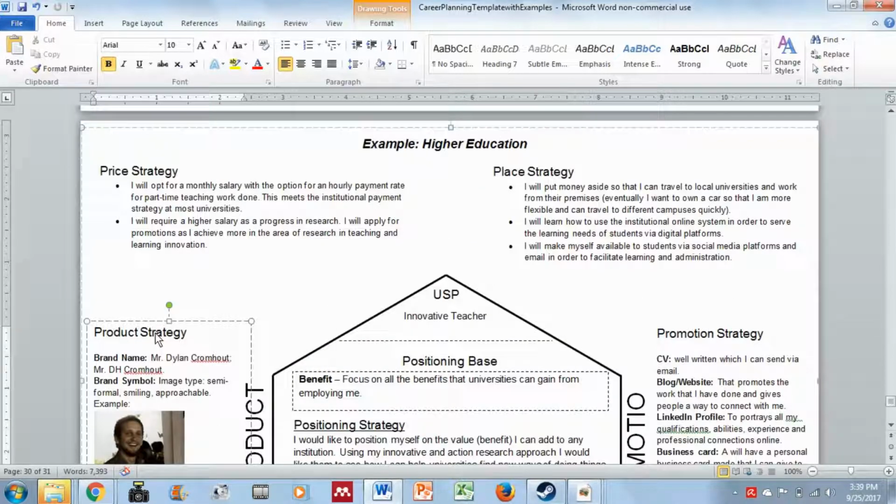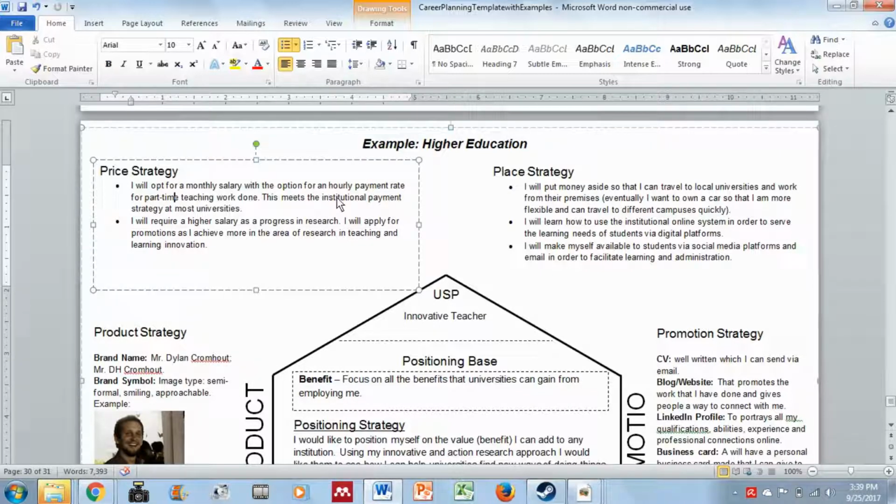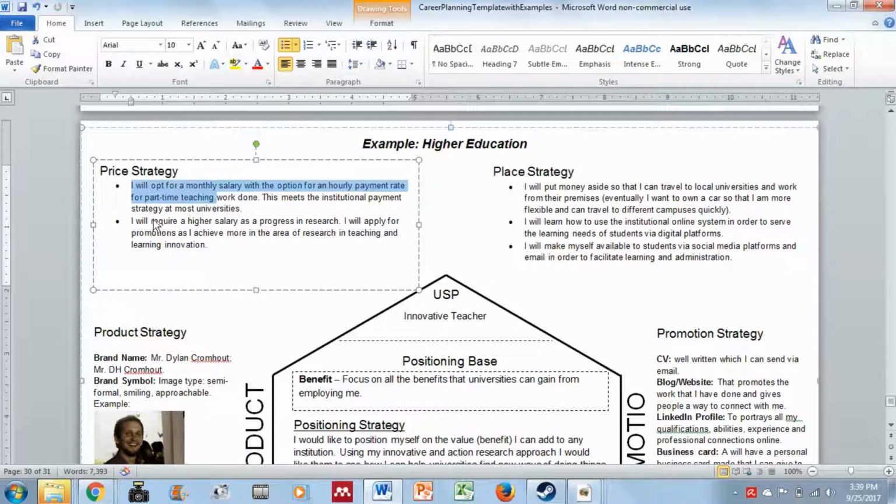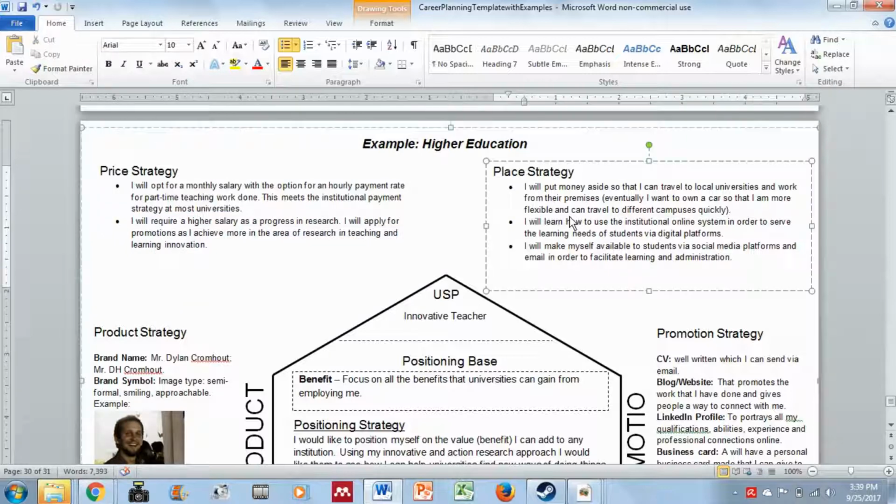Then I look at the price strategy. I'll opt for a monthly salary. There are some organizations where you can opt for a per hour rate, but I'll opt for a monthly salary and hourly payment for part-time work, and this meets the institutional payment strategy at most universities. I will require a higher salary as I progress in research. I will apply for promotions as I achieve more in the area of research and in teaching and learning. So you explain your strategy. What are you going to opt for, and what are you going to want in the future?